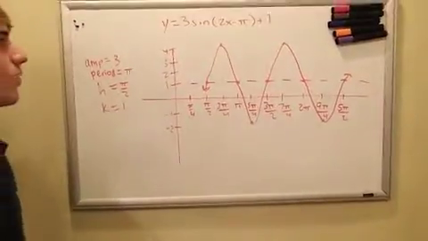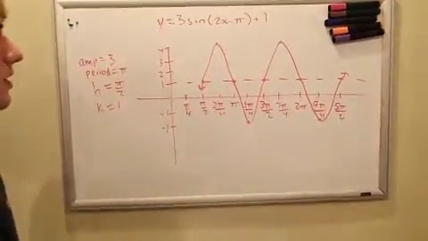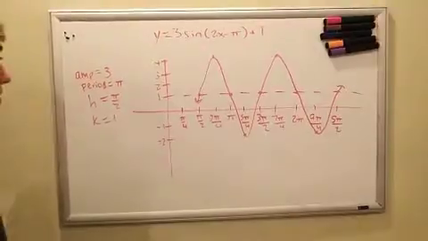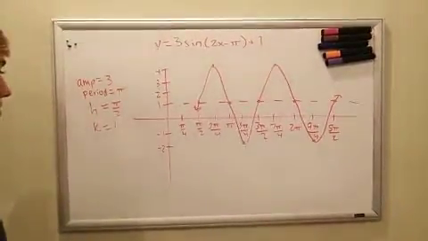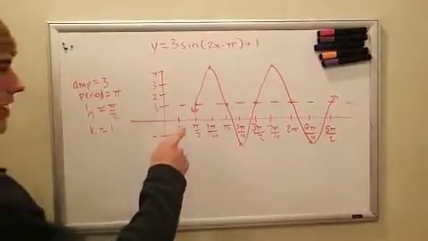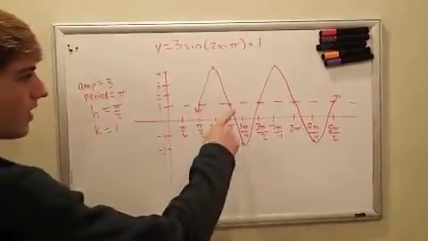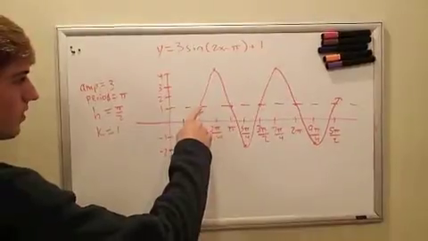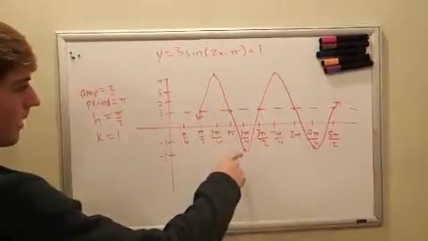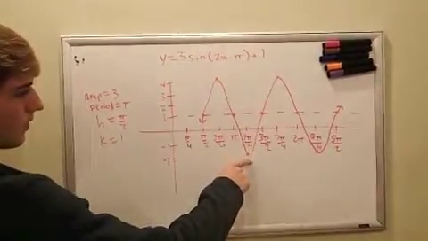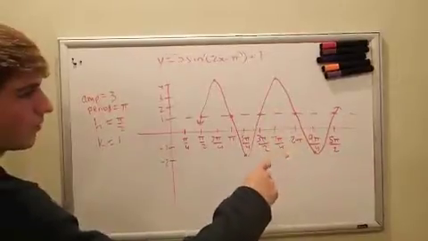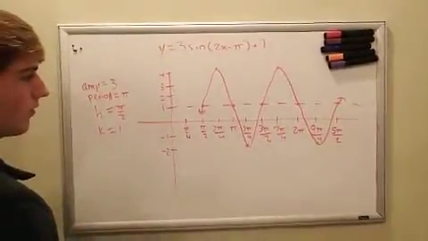For the function y equals 3 sine 2x minus pi plus 1, the amplitude is 3. Period's pi, the h value is positive pi over 2, and the k value is 1. So the sinusoidal axis is at 1 right here, and we're going to start at pi over 2 comma 1, and go up and then down to 5 pi over 4 negative 2, and then back up and down.